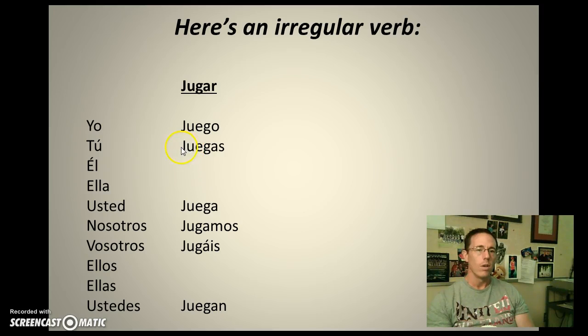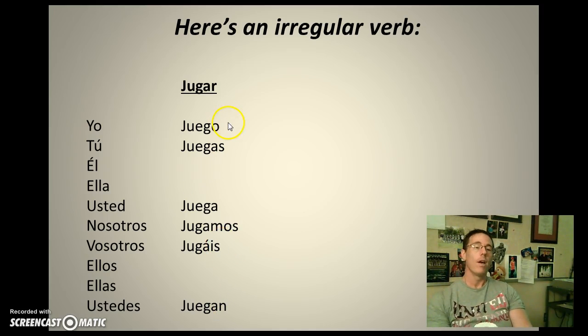So juego, juegas, juega. And then in the nosotros and vosotros form, it reverts back to its original stem, J-U-G, jugamos, jugáis. And then back to this weird stem change thing again, juegan. So that's an example of an irregular verb. It still follows a pattern, but there's something a little bit different to it. Just as a reminder for you, it is all in the same order though. The pattern never changes with regard to its order.